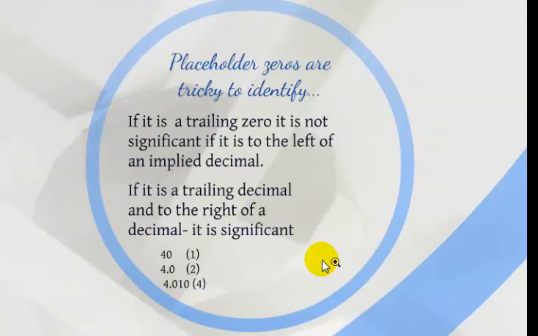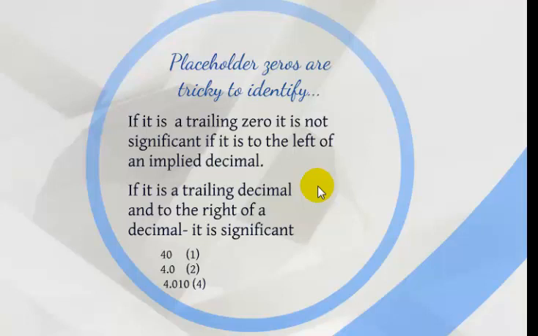Zeros are tricky. The zeros are the tricky part with sig figs. If it's a trailing 0, and that means it's a 0 at the end of a number, okay? It is not significant if it's to the left of an implied decimal. Now that decimal point will not be there. Otherwise it would be counted as significant.